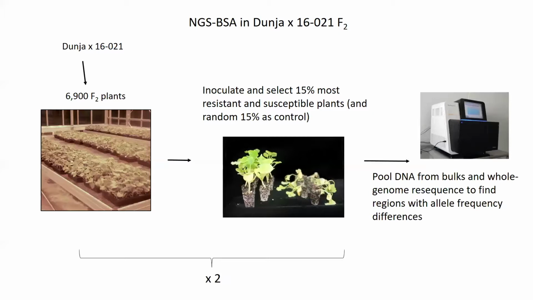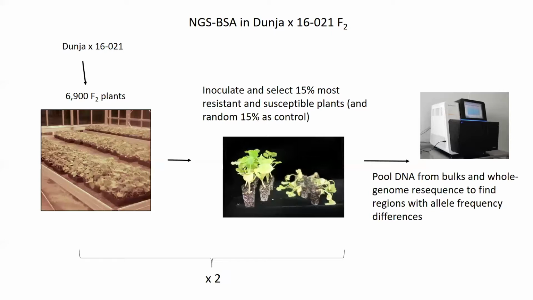So we evaluated 7,000 seedlings in the greenhouse, inoculated them with the pathogen, and selected the 15% of the population that were the most resistant individuals and the 15% most susceptible individuals. We also chose 15% random plants to serve as a control bulk. And we did this twice. So almost 14,000 plants, but we had 2 independently selected resistant and susceptible bulks of plants. So we took leaf punches from those plants, isolated and pooled their DNA, gave those DNA pools barcodes, and whole genome resequenced them on 2 lanes of the NextSeq 500 with paired end 150 base pair reads.